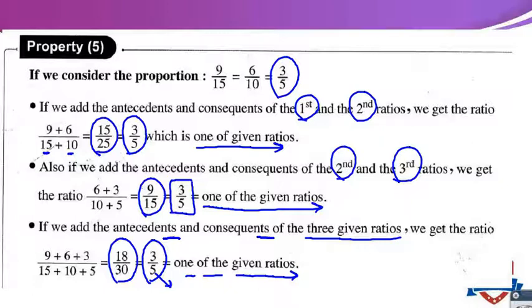Do you understand property number 5? If we add the antecedents and consequents of the given ratios, we get one of the given ratios. Very, very important.